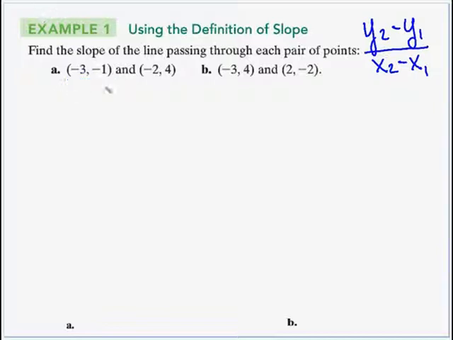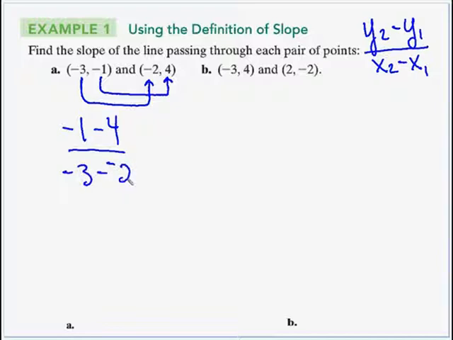So here, I'm going to start with my y coordinates, and let's subtract left to right. So I'm going to go in this direction, -1 minus 4 in the numerator, and then I'll keep that same direction here, -3 minus -2. And if we subtract those here, we're going to add the opposite, and our numerator is now -5. And in the denominator, add the opposite. -3 plus 2 is -1. And then those two negatives will cancel out to be a positive 5 over 1, or just 5.